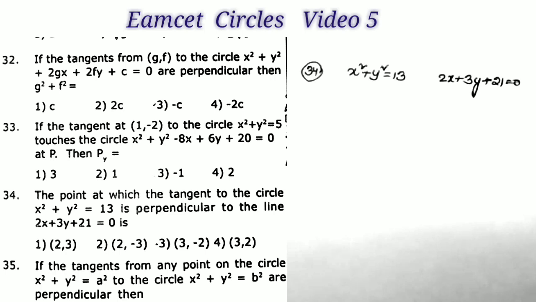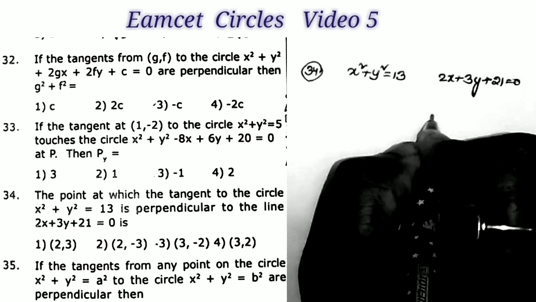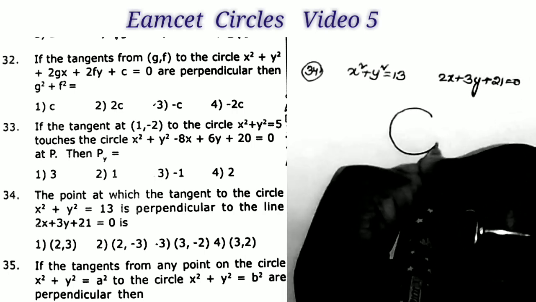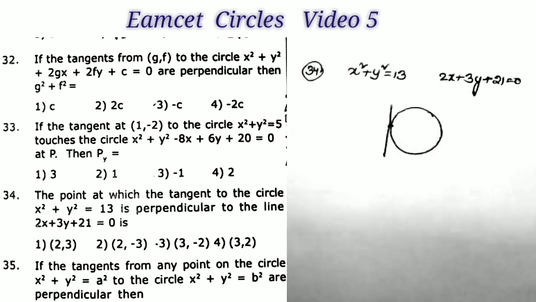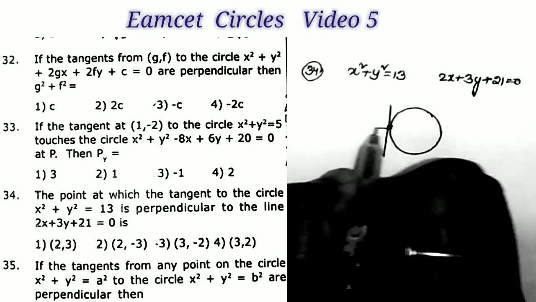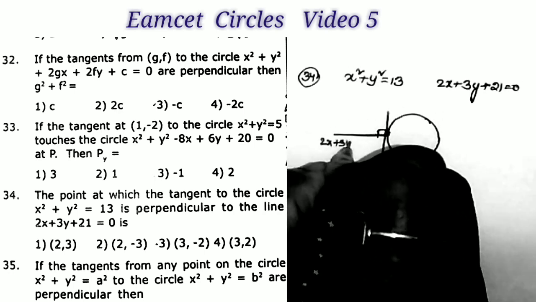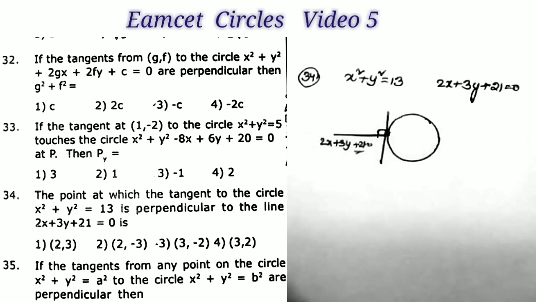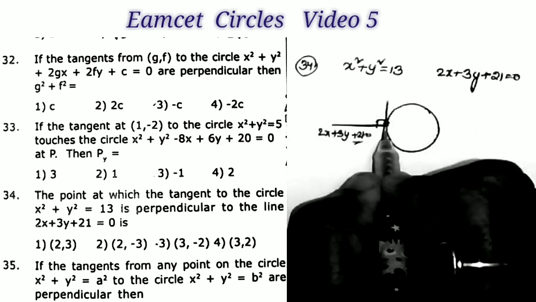The question is: the point at which the tangent to the circle x square plus y square is equal to 13 is perpendicular to the line 2x plus 3y plus 21 is equal to 0. Okay, listen. Suppose this is the given circle and this is the tangent to the given circle. Some line is given, and the equation of this line is 2x plus 3y plus 21 is equal to 0. The tangent is perpendicular to this one, then what is the point P?